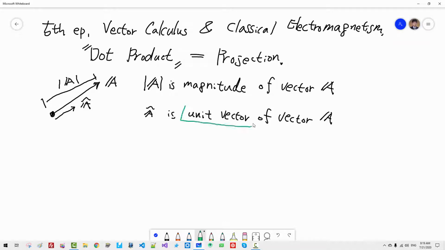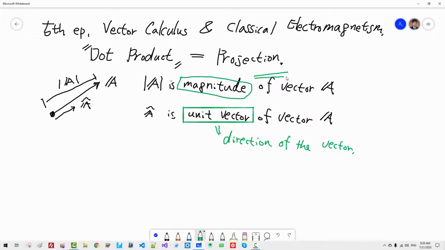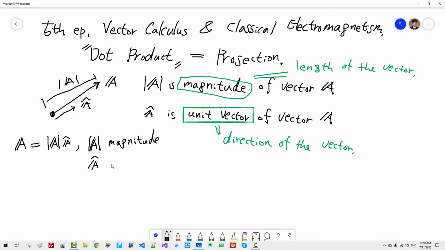When you hear unit vector, it is equivalent to direction of the vector. Magnitude is equivalent to length of the vector. So any vector A is magnitude of A times a unit vector A hat, where bar A is magnitude, A hat is unit vector or direction vector.